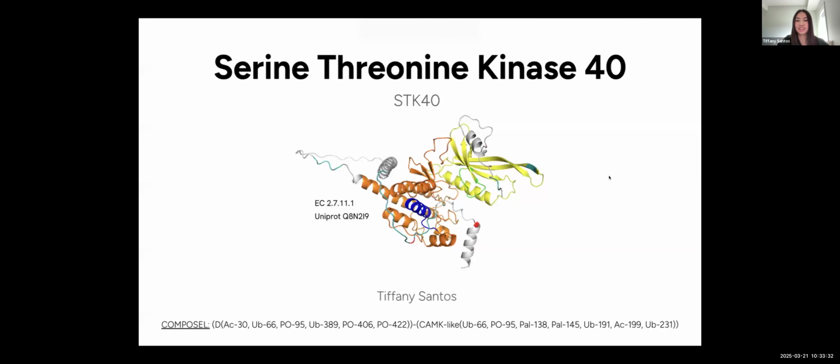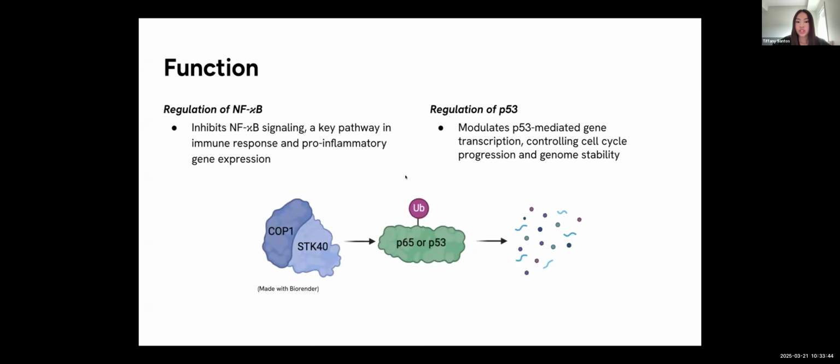Can everyone hear me? Yep. Awesome. So, hi everyone. The kinase I chose to research is serine threonine kinase 40, also known as STK40. STK40 is predicted to negatively regulate NF-kappa B and P53 mediated gene transcription. NF-kappa B, also known as nuclear factor kappa B, and P53 are transcription factors that drive pro-inflammatory and tumor suppressor gene expression, respectively. STK40's exact mechanism is still under study, but it may act as a scaffold via COP1, or constitutive photomorphogenesis 1.